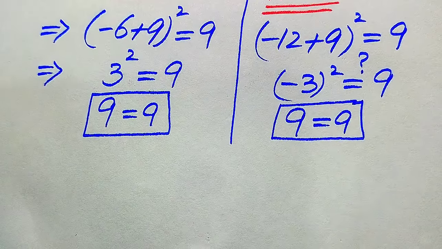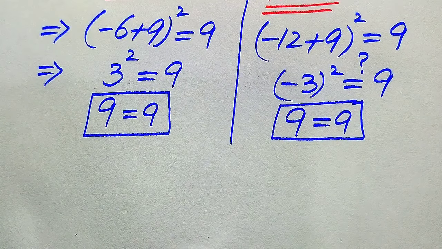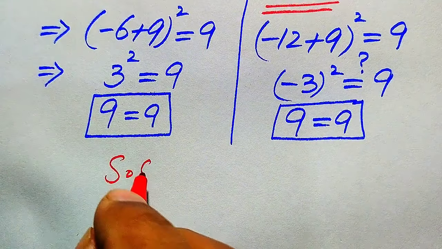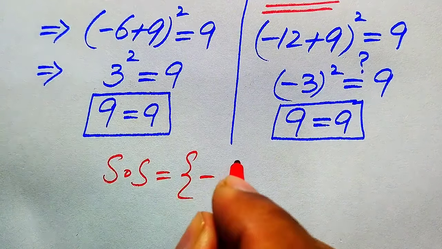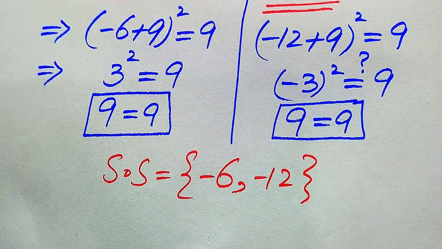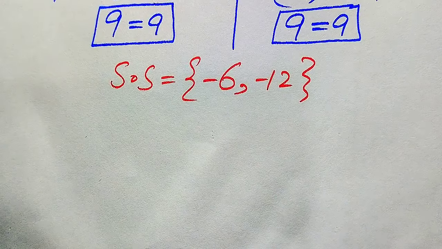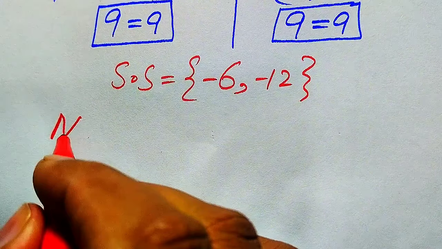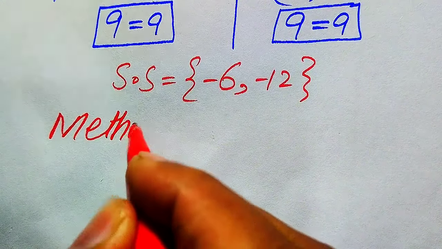So finally, the solution set of the given question is minus 6 and minus 12. Okay, this is our solution set of the given equation. And now we again solve this problem by the second method.